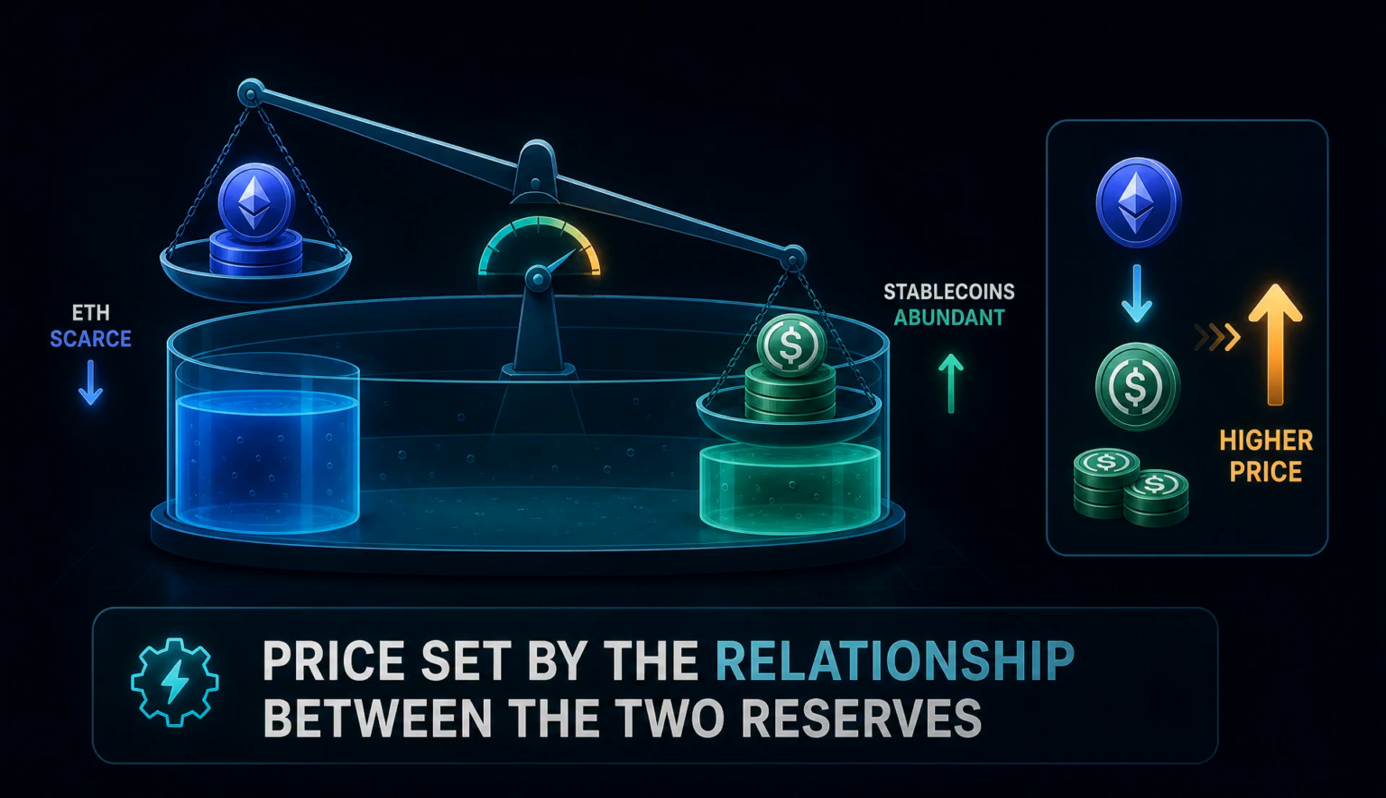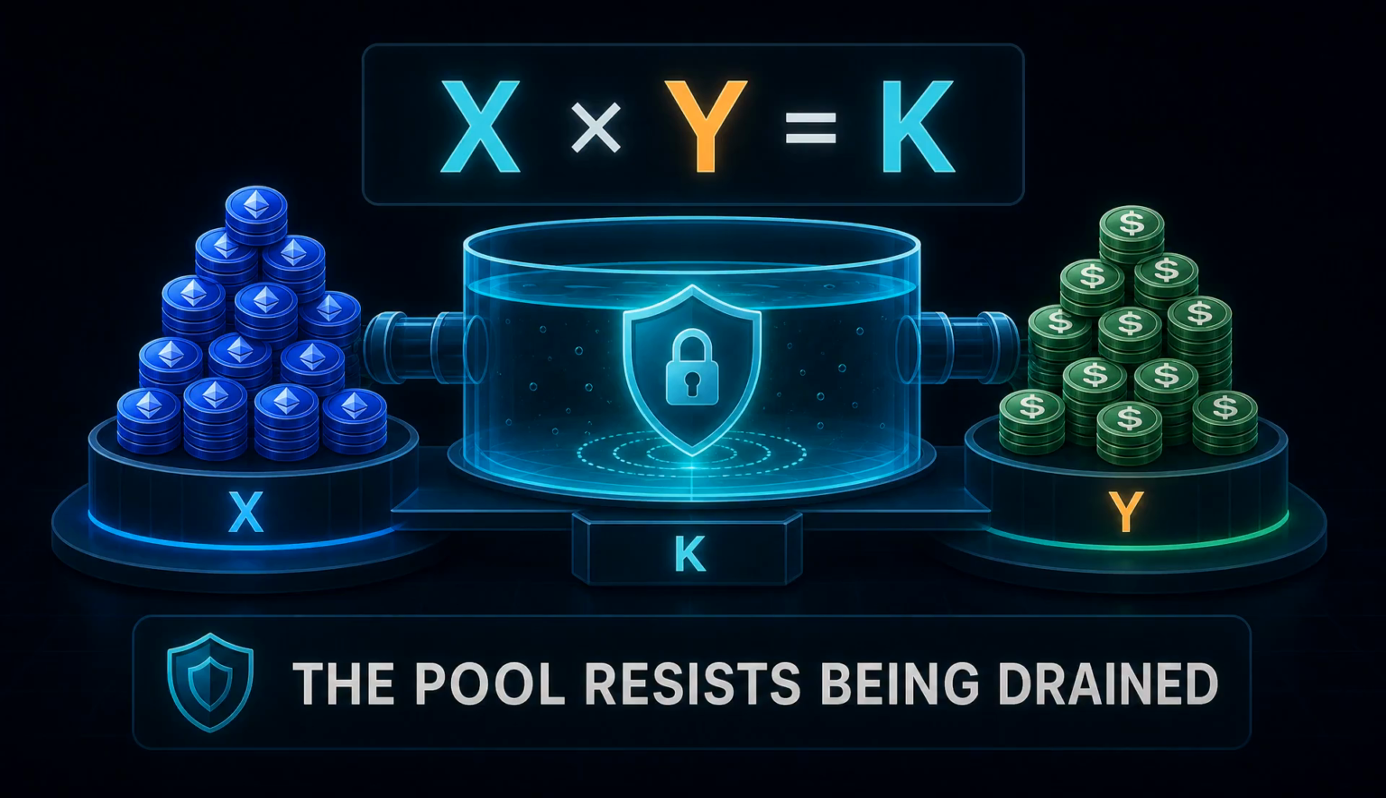In an automated market maker, the price is not typed in by a person. It comes from the relationship between the two reserves. If ETH becomes scarcer inside the pool, the pool charges more stablecoins for each additional ETH. The classic simple model uses the idea that one reserve times the other reserve should stay balanced around a constant. People often call this X times Y equals K. You do not need advanced math to get the intuition. The pool resists being drained.